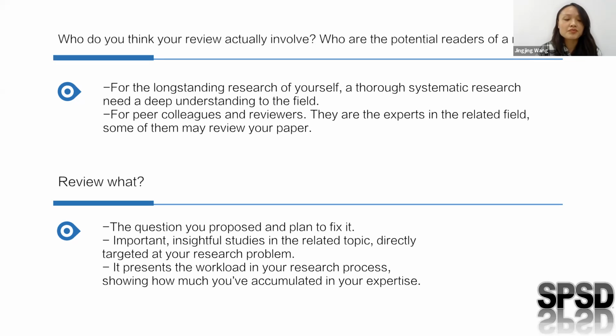About what to review, it is the question you propose and are going to solve. Some people have too many things to review: background, method, similar studies like this, and they don't know what to do. I think you should choose important and insightful studies in the related topics, and your review should directly target your research problem. It is meaningless to pile up too many reviews, but you should have a clear mind about the status of this topic.